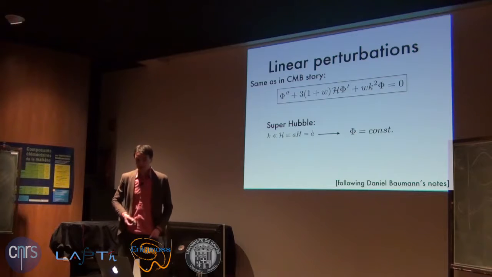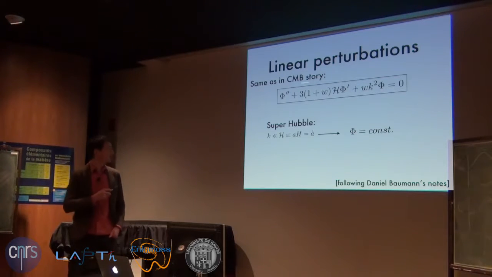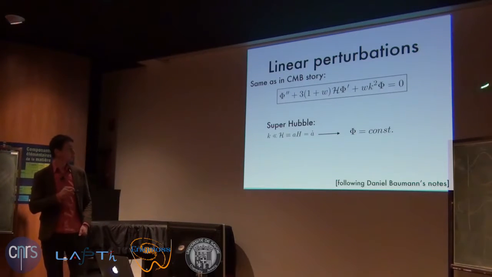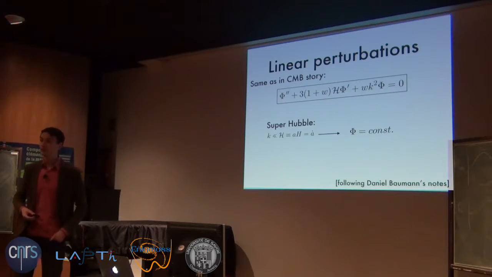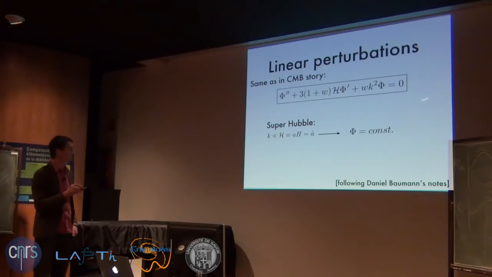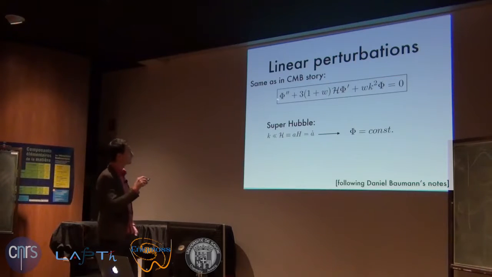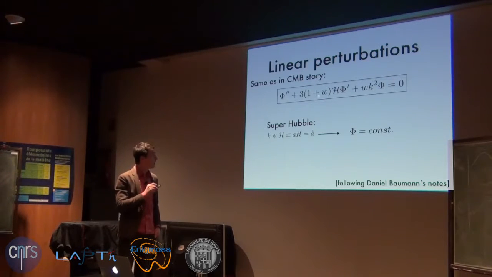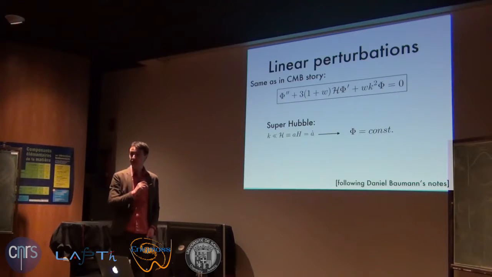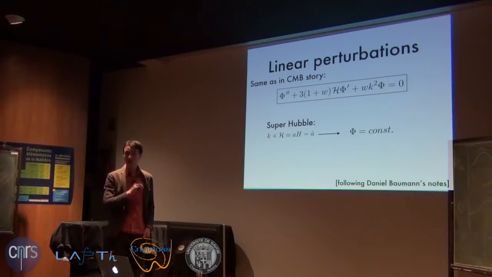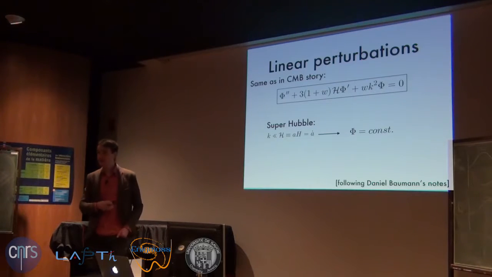So, in equations, here's the same equation as yesterday, except that I eliminated the different fluid components, and I just write down its effect on the gravitational potential. Phi is the gravitational potential. W is the equation of state of the dominant fluid that gives rise to the gravitational potential. And k is just a wave number. This is for this bit.